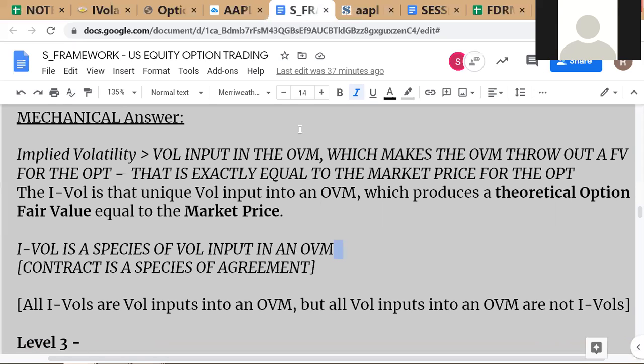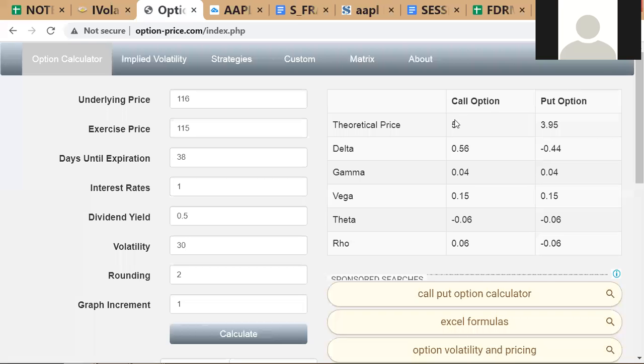So try to understand the statement also. It will cement your understanding of subsets, species and genus, larger groups and smaller groups, and connecting it to the idea of I-Vol. I-Vol is a species of vol input in an OVM. It is also a vol input, but it is a unique kind of vol input which produces an option model price, an OVM price, equal to the market price.